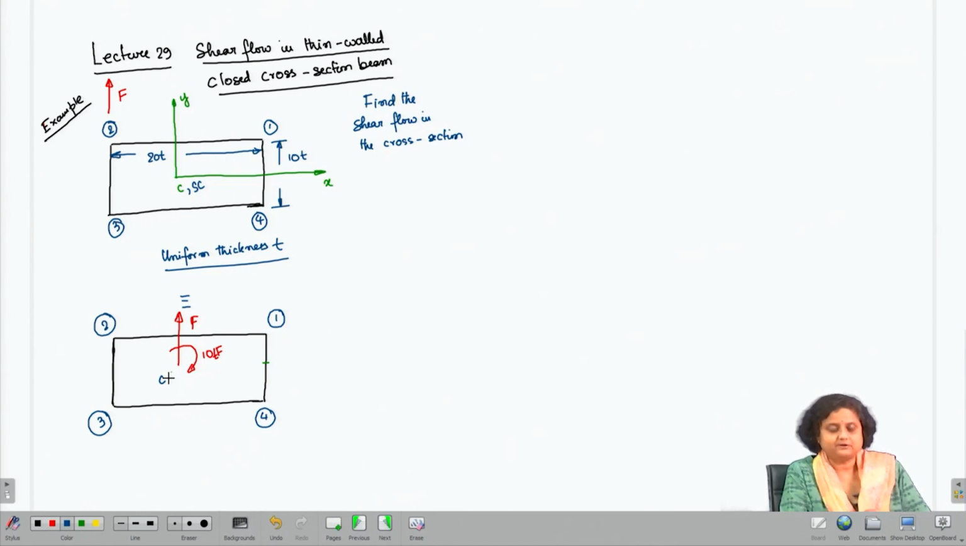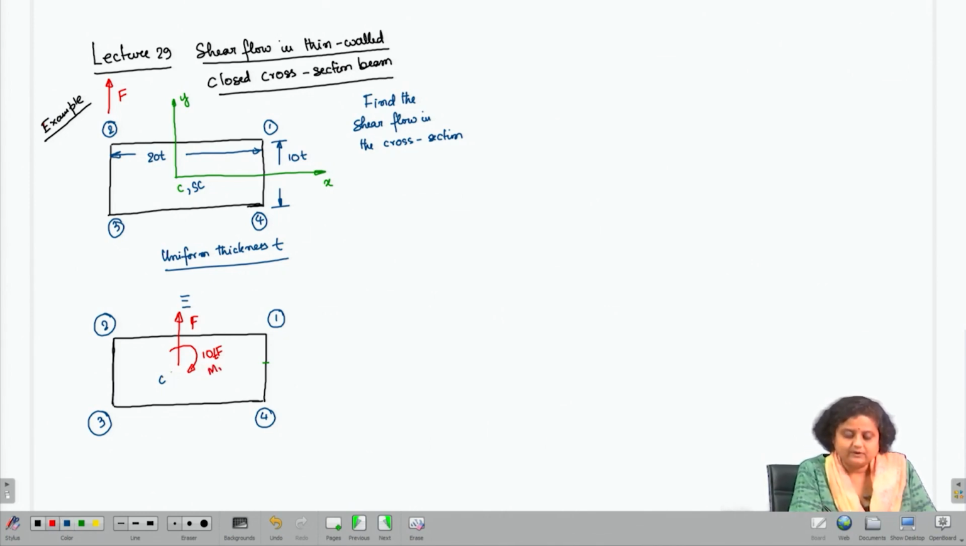As we have discussed earlier, the force which is applied at a point other than the shear center, we have converted it to an equivalent system where the force is moved to the shear center and we have a moment which is F into 10T. The 10T is the distance between the point of application of the force and the shear center. So, F into 10T is the moment MT that is acting on the cross section. Now, with this, let us try to find out the shear flow.